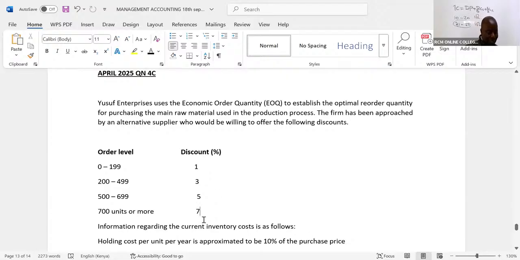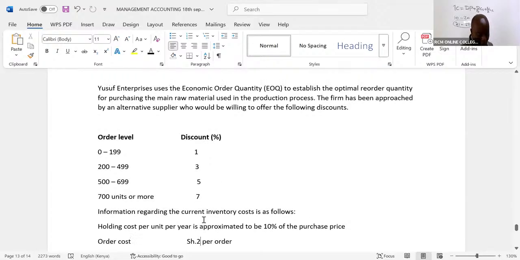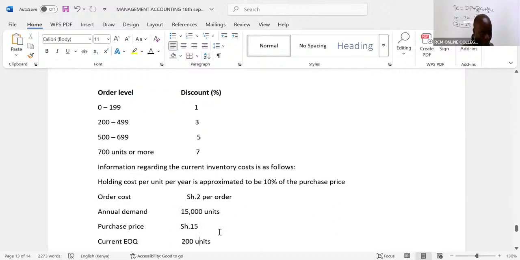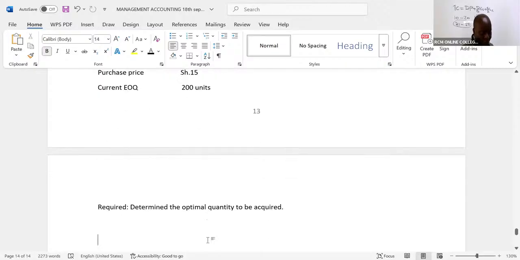Information regarding the current inventory cost is as follows. Holding cost per unit per year is approximated to be 10% of the purchase price. We have the order cost of 2 per order. We have our annual demand of 15,000 units, very important. The purchase price is 15. And the current EOQ is 200 units. So they want us to determine the optimal quantity to be acquired.